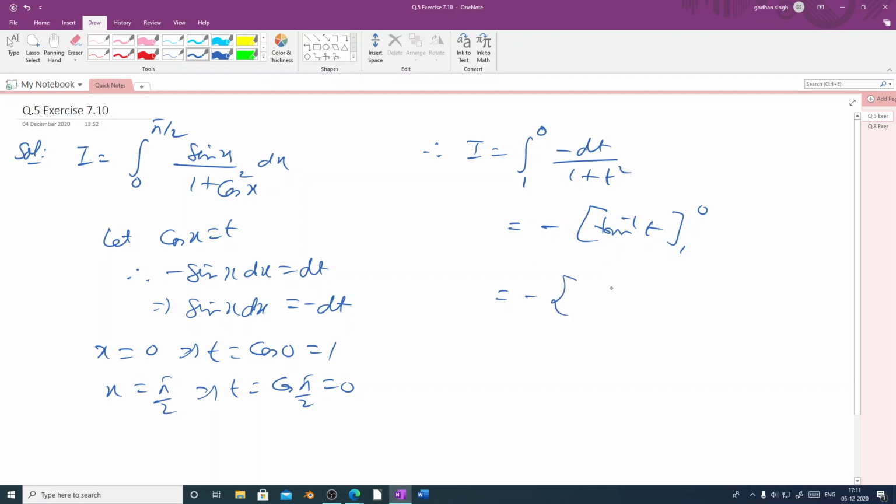Equal to minus, and this will give us tan inverse 0 minus tan inverse 1, and that is equal to minus here tan inverse 0 we know is 0, and tan inverse 1 we know is pi by 4, so minus of minus pi by 4 will become pi by 4. So the final answer of question number 5 is pi by 4.